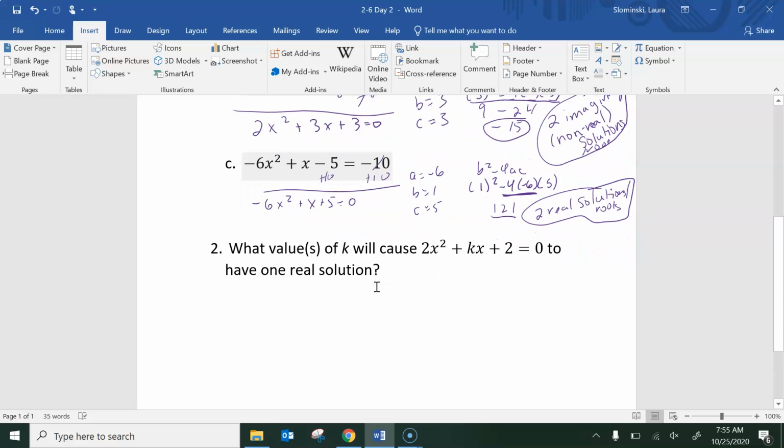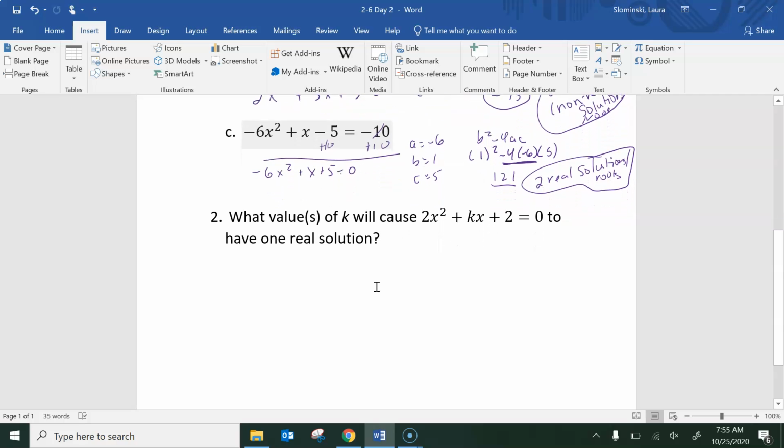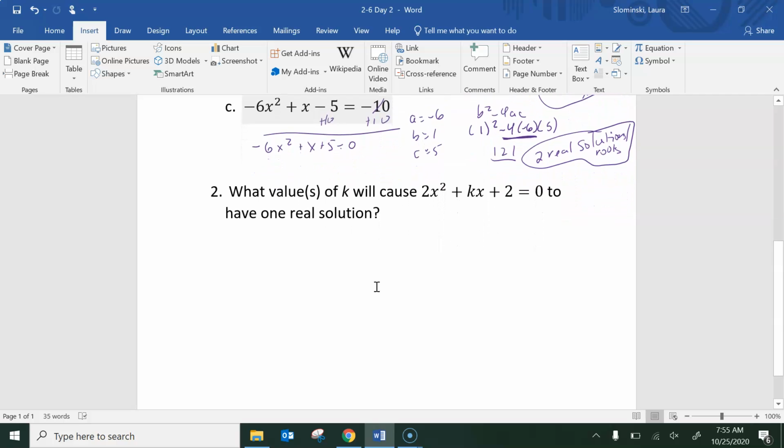All right, last but not least, this is a little bit higher level thinking problem, and you do want to understand how to do this. Okay, so in this case, it says what values of k will cause 2x squared plus kx plus 2 to equal 0 to have one real solution. In order to solve this, we know that to have one real solution, b squared minus 4ac must equal 0, right? So we're using this idea of the discriminant, but we actually have to identify which part of the discriminant. It's when it's equal to 0.